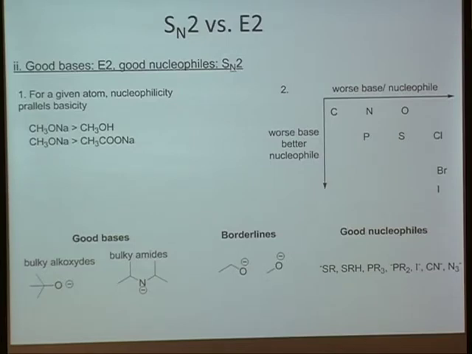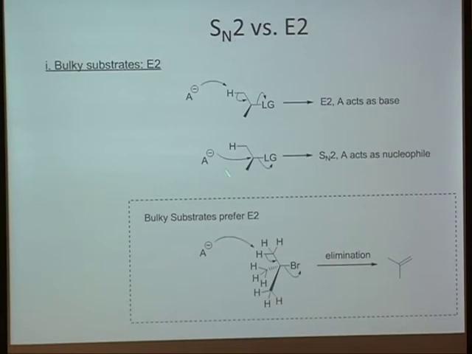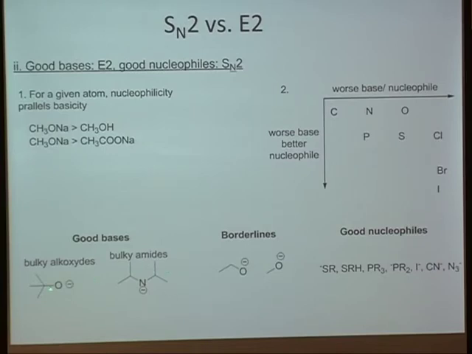All right? So here is the trend. For the elements in the first row, like oxygens, to make them good bases, these are exclusively bases. You see how bulky they are? Because when you make them bulky, it makes it even harder for them to reach the carbon, and they'll pick up a proton.